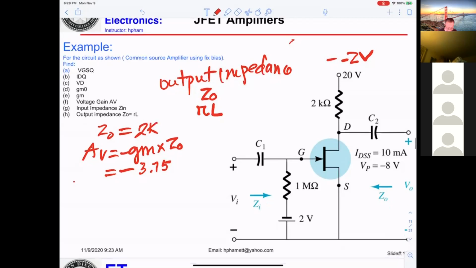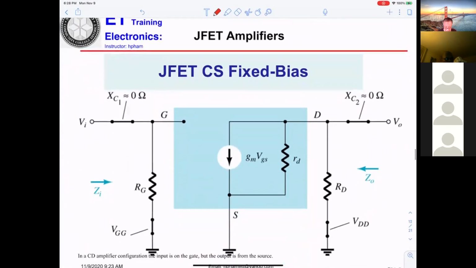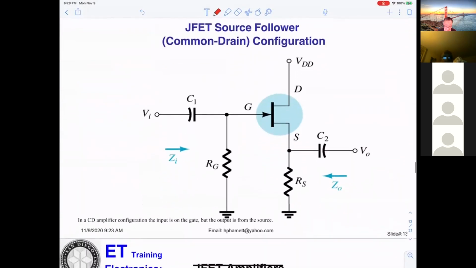Okay, now let's see. We did the same thing. Now we go to the next one. That will be the common drain, and it gets another name, source follower. Same thing in a bipolar, you get a common collector or emitter follower. On the JFET, they're using the source follower.